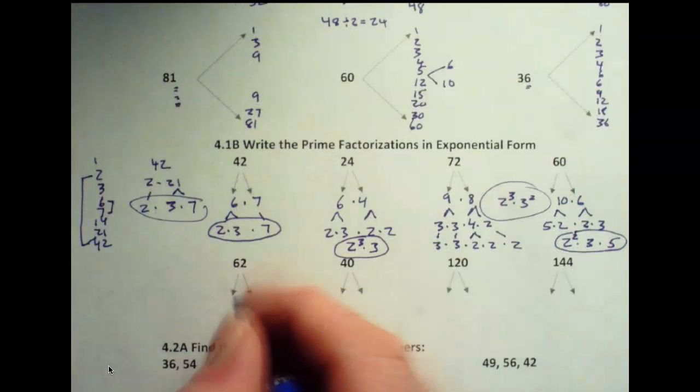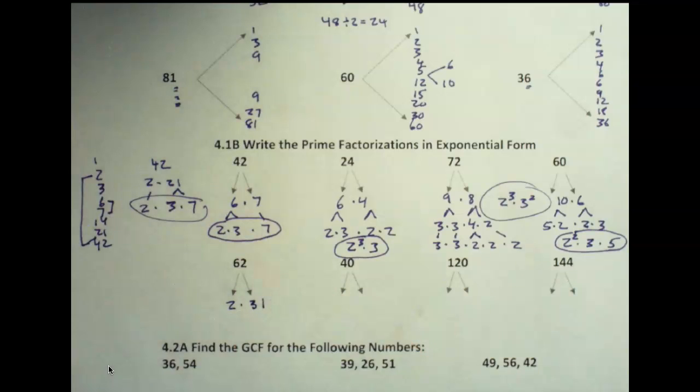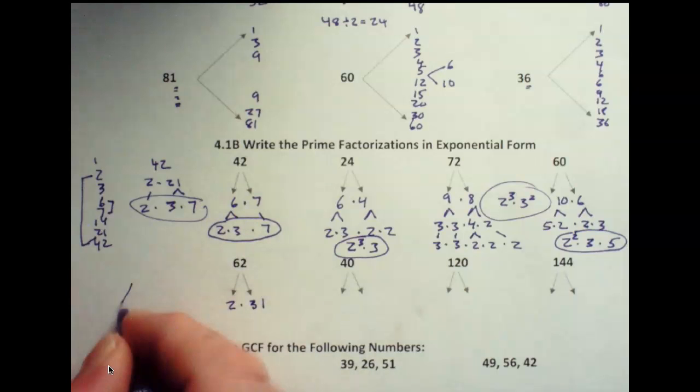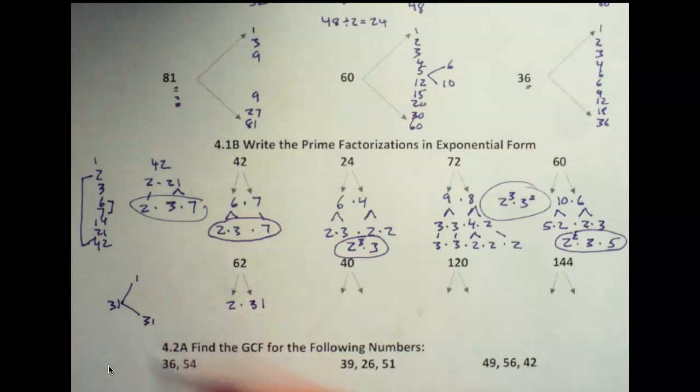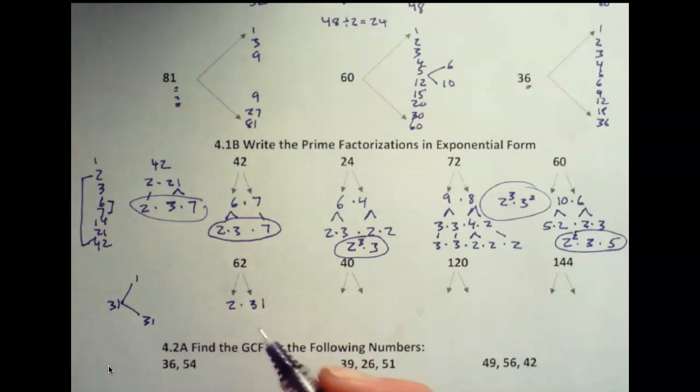62, this is going to be a weird one. All I can think of that goes in there is 31, so I'll go 2 times 31, and then I'm just going to stop and think about it. Is 31 a prime number? If it is, I'm done. Think about the factor tree for 31. 1 and 31. 2 doesn't go in because it's odd. 3 won't go in because 3 goes into 30. 4 won't go into it because this is an odd number. 4 only goes into even numbers.